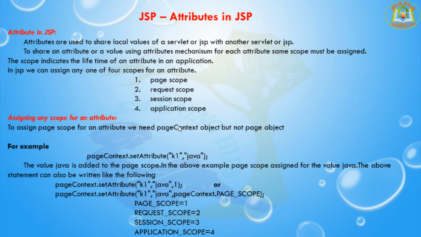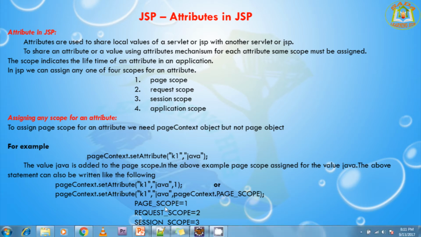To assign the page scope for an attribute, we need the page context object, not the page object. For example, we are going to assign one attribute to our page scope. Whenever you assign an attribute to the page scope, we need to create an object of page context. After that, we can assign the attribute to the page scope. I will show you how to create a page context object and how we can assign the page scope.